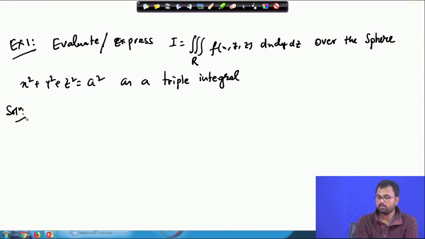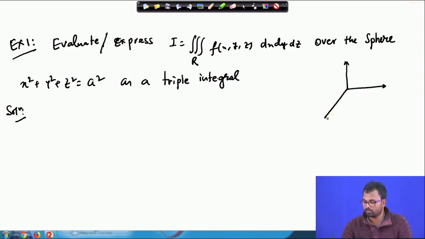So, how can we express this integral as a triple integral? First of all, the given region is a sphere, and a is a finite positive number, so obviously it is a bounded domain. I do not know if we can draw the 3D figures correctly, but let us try anyway. So, this is our sphere with axes x, z and y. This is the radius a, and of course, it is a bounded region.